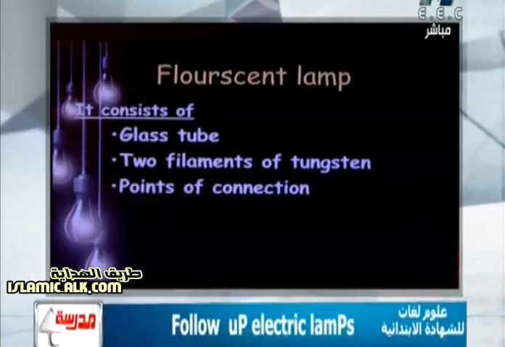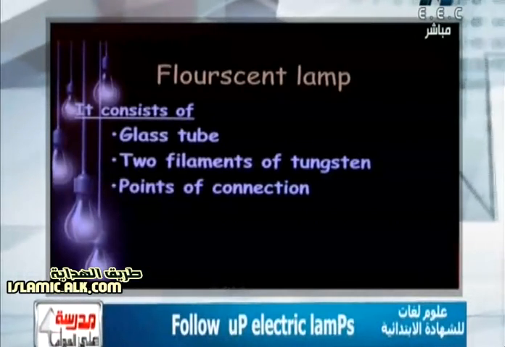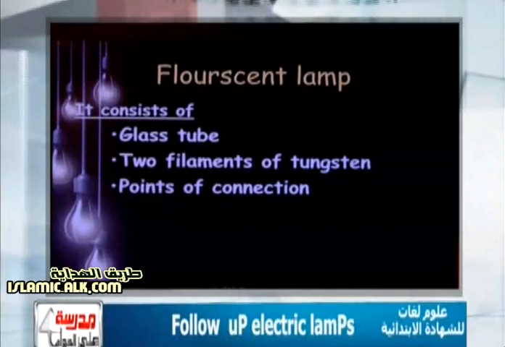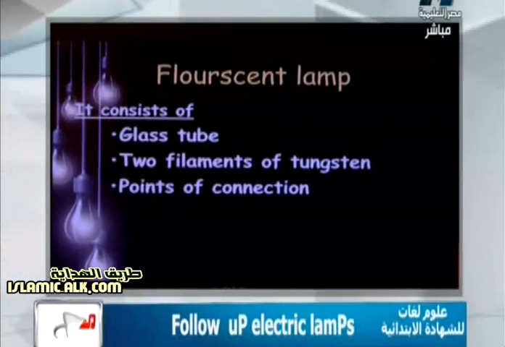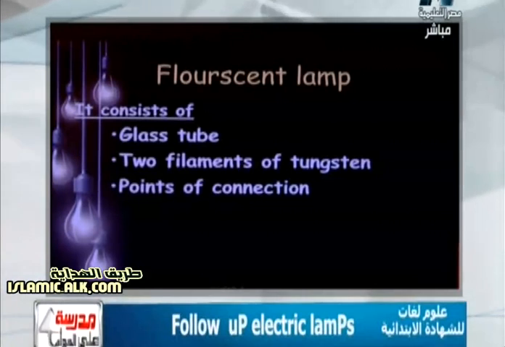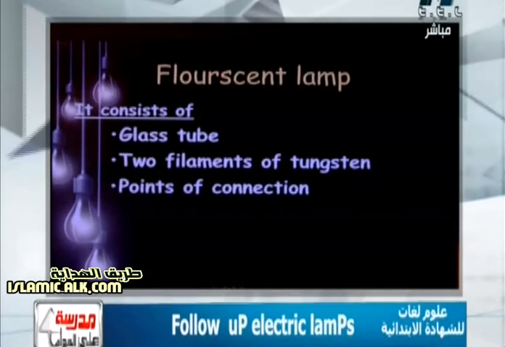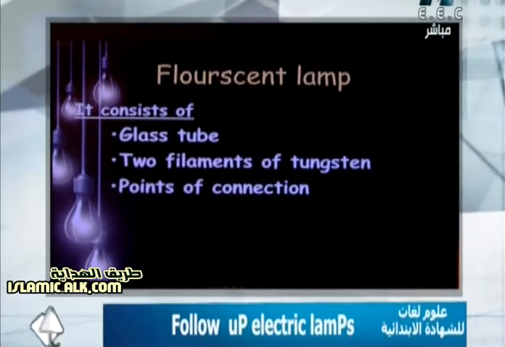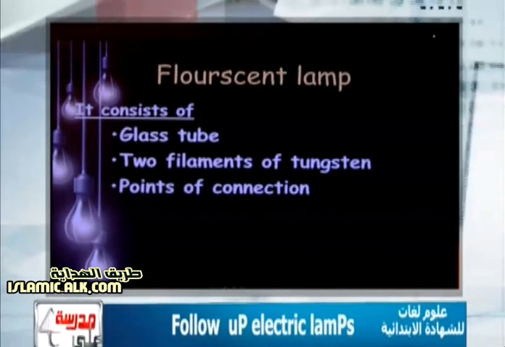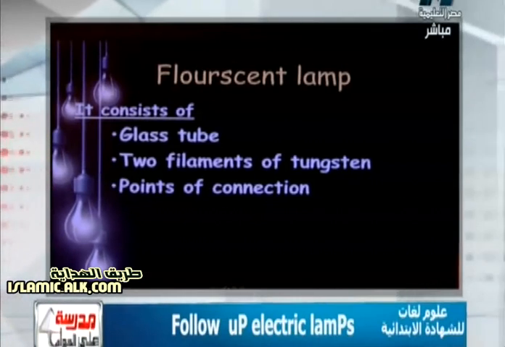So let's have the structure and the functions of the fluorescent lamp, and then we will make a comparison between each one of them. A fluorescent lamp consists of three main parts, which are the glass tube, two filaments of tungsten, not one only, and points of connection. So let's study them in detail.